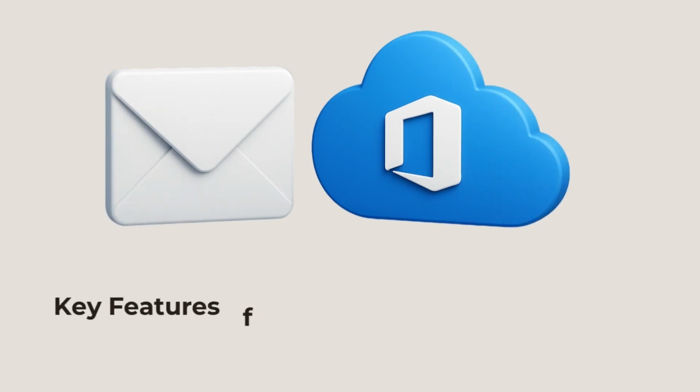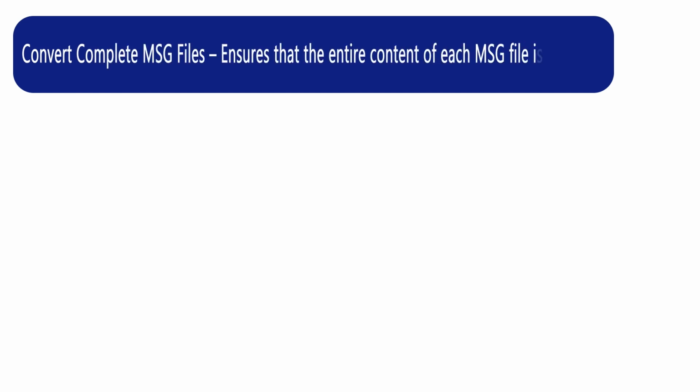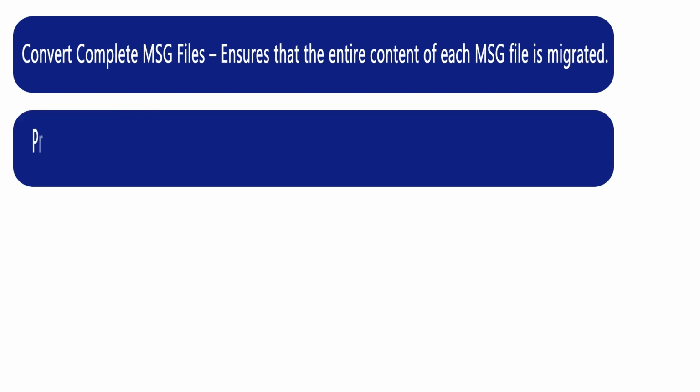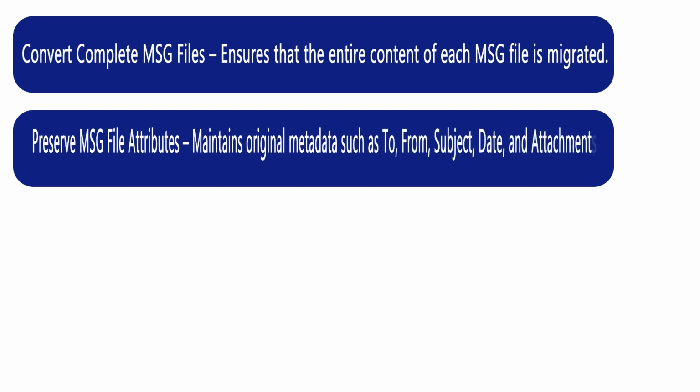Key features of the Outlook MSG to Office 365 migration tool. Convert complete MSG files. Ensures that the entire content of each MSG file is migrated. Preserve MSG file attributes. Maintains original metadata, such as to, from, subject, date, and attachments.